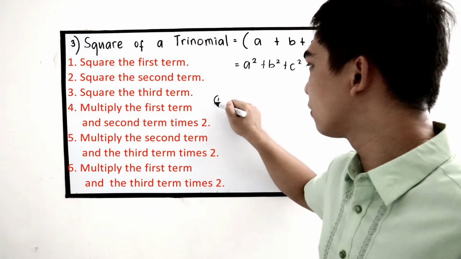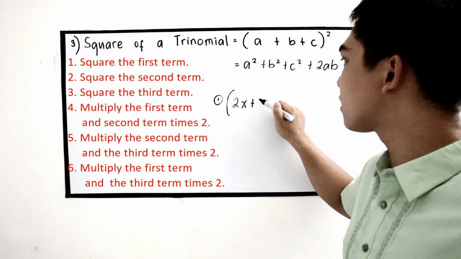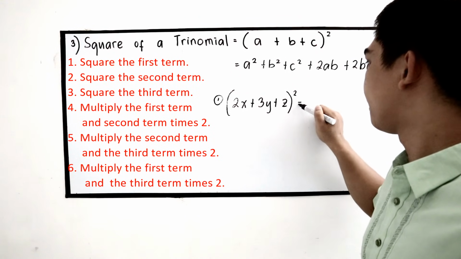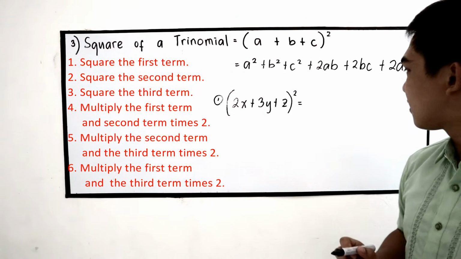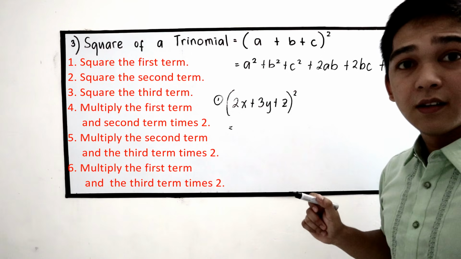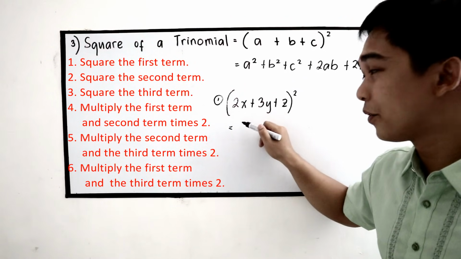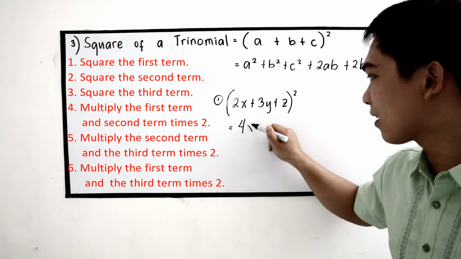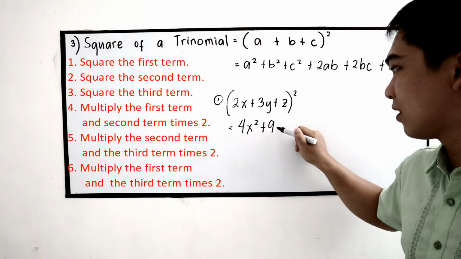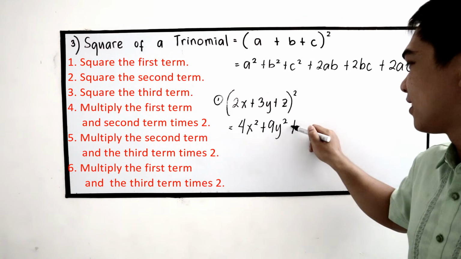Number 1. Let's say we have (2x + 3y + z) squared. Let us expand. Let us write our answer here. First step, square the first term. 2 squared is 4. Our variable is x, so x squared. Next, 3 squared, positive 9. The variable is y squared. Next, square z, z squared.